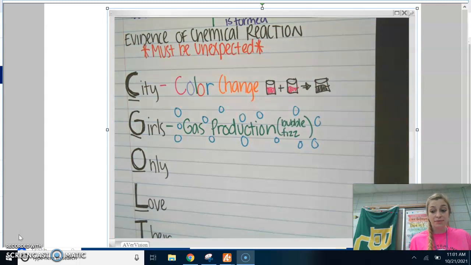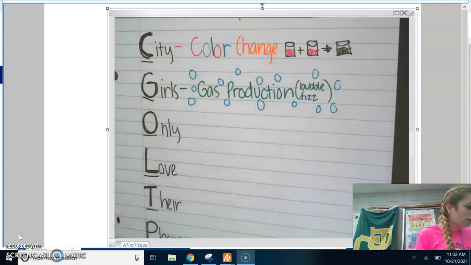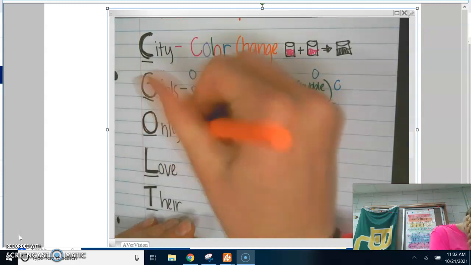Gas would be your new substance. So in one of our reactions, the bag fills with air. Well, I shouldn't say air. The bag fills with a gas. That is our new substance. You can feel the bag expand. You can hear the fizzing. You can see the bubbling. O stands for odor.